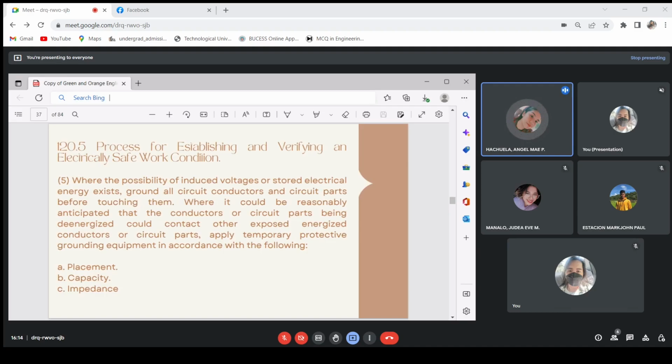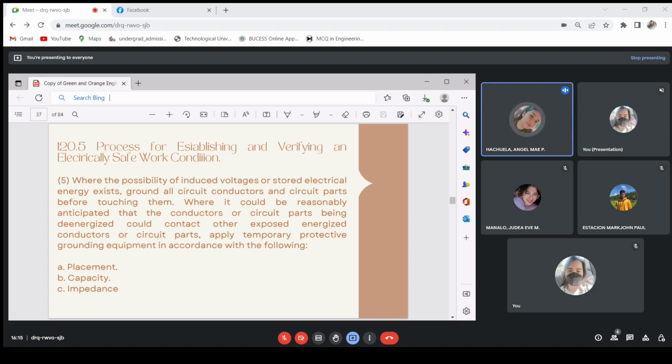So number five, where the possibility of induced voltages or stored electrical energy exists, ground all circuit conductors and circuit parts before touching them. Where it could be reasonably anticipated that the conductors or circuit parts being de-energized could contact other exposed energized conductors or circuit parts, apply temporary protective grounding equipment in accordance with the following.